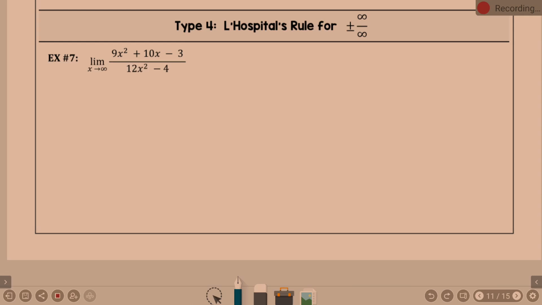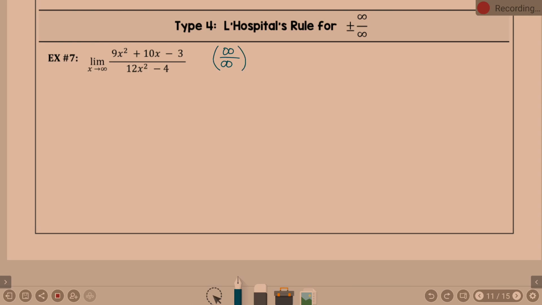Now, if you plug this in, folks, what are we going to get? Infinity over infinity. It's 9 times infinity squared plus 10 times infinity minus 3, that's infinity. On bottom, 12 times infinity squared minus 4. We're getting infinity over infinity here. So let's work this out the long way, then I'll show you the easy way.